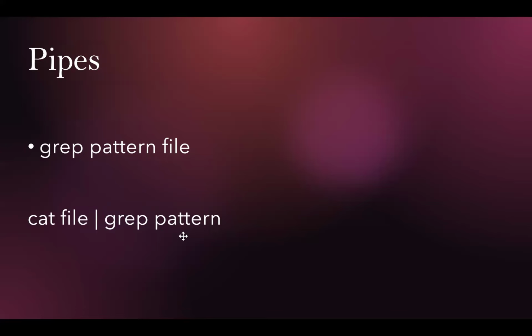Grep pattern file is the same as cat file, pipe, and then grep pattern. That's because cat displays the contents of a file on standard output, and the pipe takes the standard output from the cat command and passes it as standard input into the grep command. Since no file name was specified for grep, it takes the standard input.